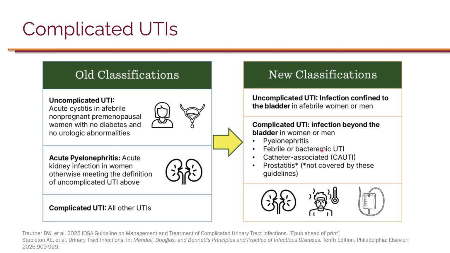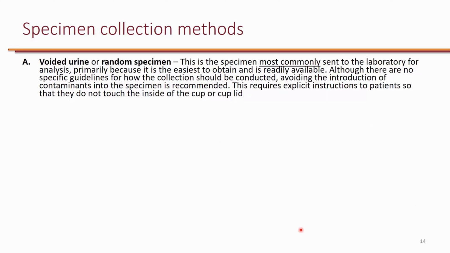Whereas any infection beyond the bladder, so even if the patient has bacteremia as a result of UTI, that means it has advanced beyond the bladder, so it will be complicated. If patients have catheter associated UTI, or in men specifically if there is a suspicion of prostatitis, these are the definitions of complicated UTI. Now here are some definitions of different types of collection techniques for the urine specimen, and this slide is just for your information.